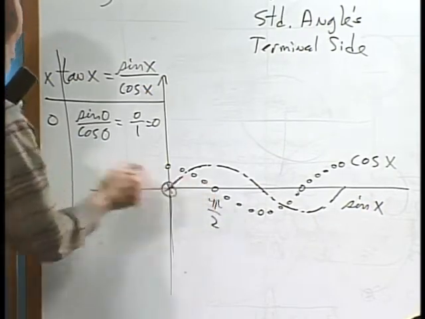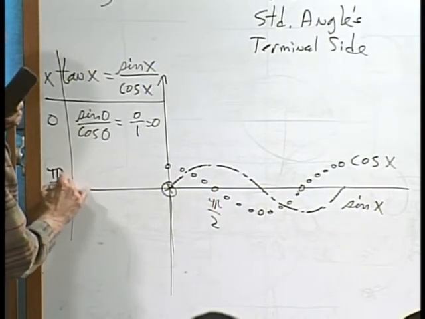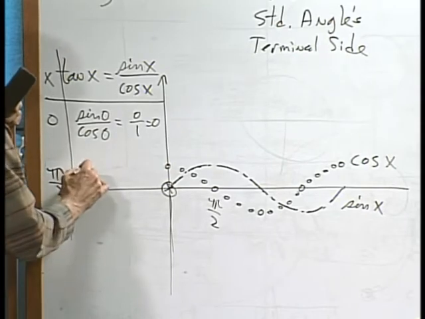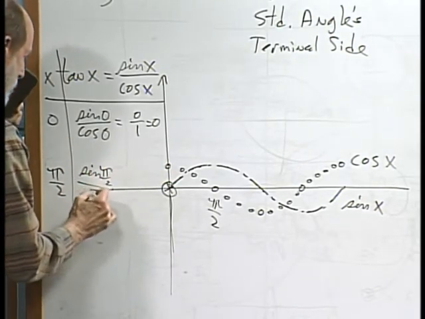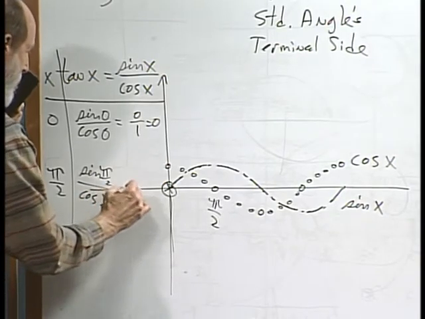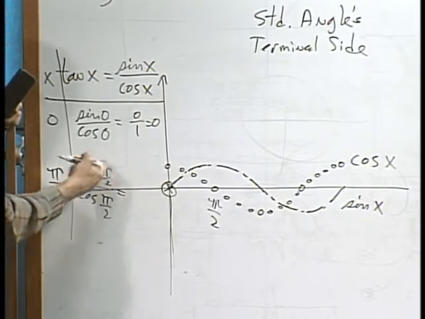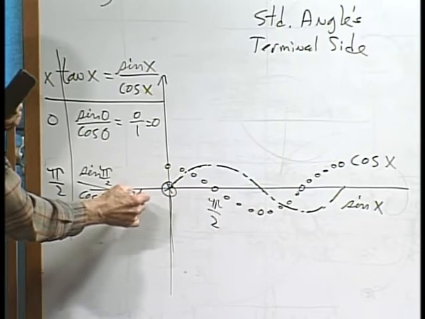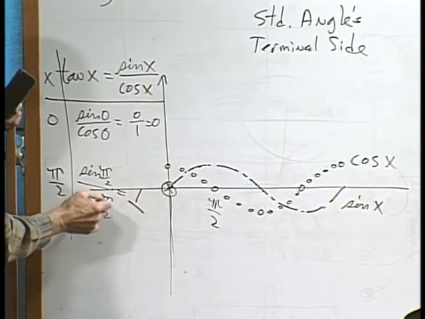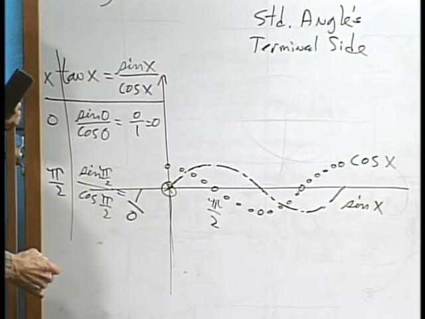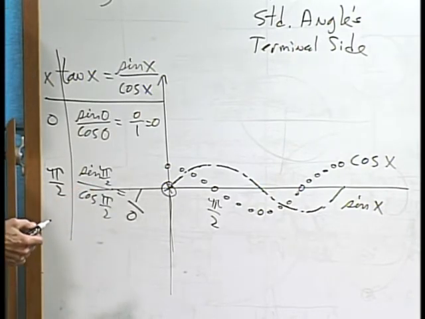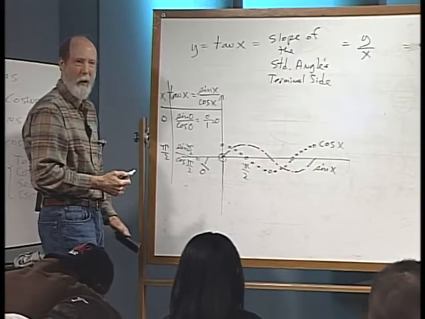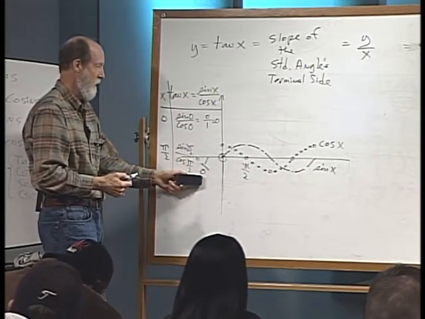Let's go to pi over 2. I'm going to leave a little space in my table here. At pi over 2, I have the sine of pi over 2 divided by the cosine of pi over 2. And now I have sine of pi over 2, 1. We should be getting good at that. Cosine of pi over 2 is 0. How many times does 0 go into 1? Undefined. It blows up. That becomes undefined.